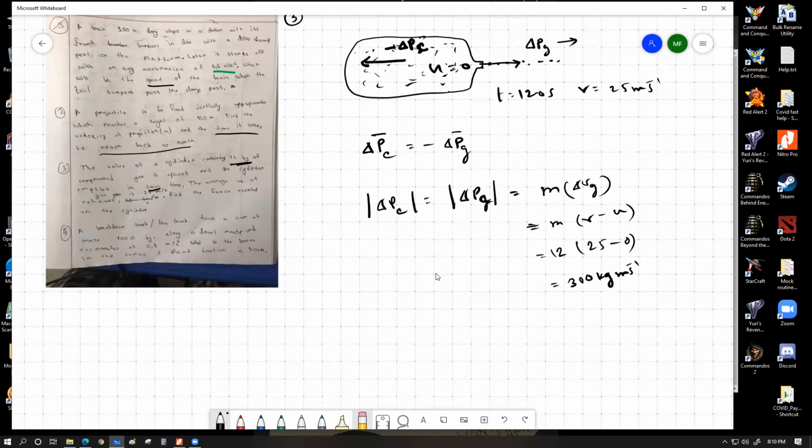And then if you're trying to calculate the force, it is given by change of momentum over time. Force is defined by Newton's second law as the rate of change of momentum. So I could write C over here because we're trying to calculate the force on the cylinder. So the force experienced by the cylinder would be delta PC by T, which would be equal to 300 divided by 120, the 2 minutes, in Newtons. If you divide that, you get 2.5 Newtons. See if it makes sense.